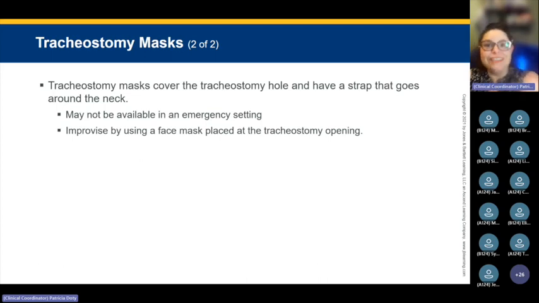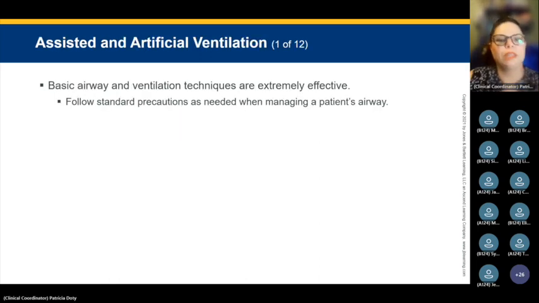But they do make tracheostomy masks for this reason, and it covers the hole, and then the straps will go onto the tracheostomy itself. It's held in place by a collar, and so their straps will go around that neck as well. But they may not be available in emergency settings, so you can use a regular face mask, or if you don't have one of those, you can use a non-rebreather. Just make sure that the bag is filled up.